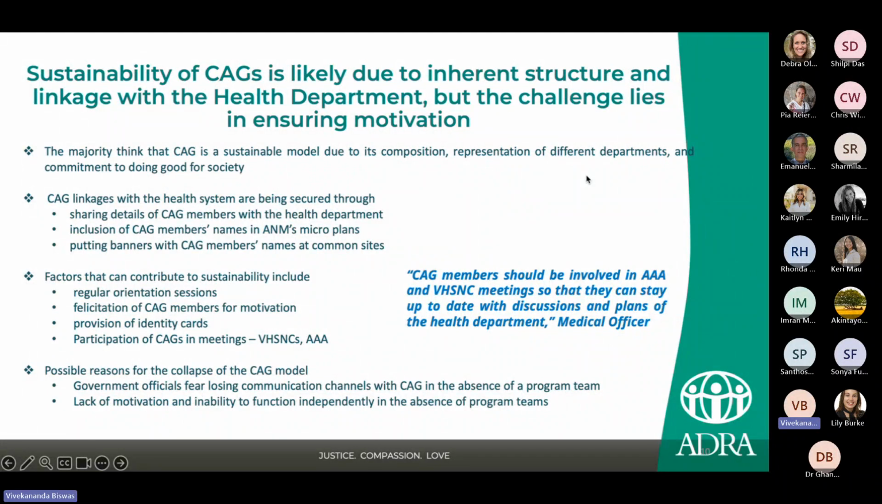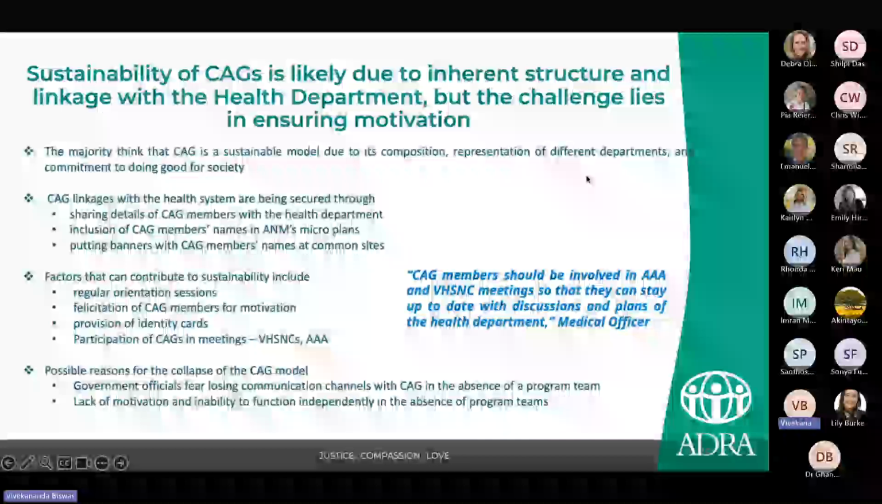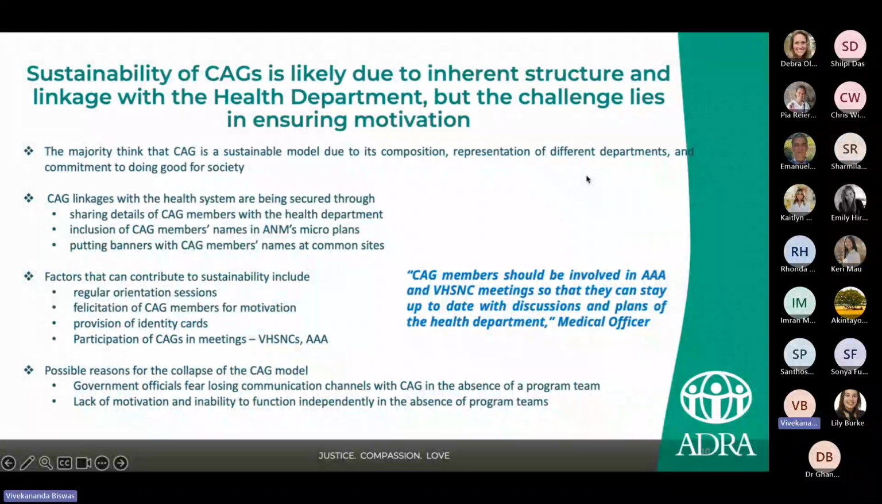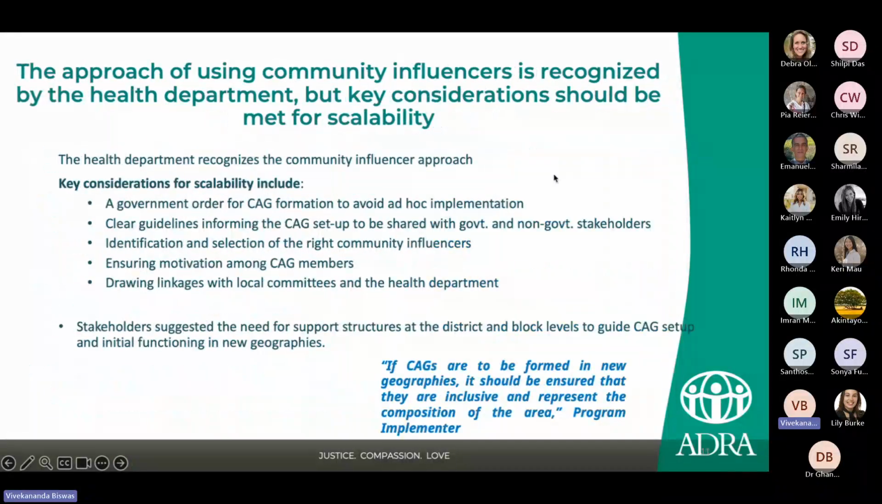And also, as I said, small recognition is a huge motivation for the community action groups. If those kinds of activities on the government side do not take place, then maybe this model could collapse. So now in the next slides, I'll talk a little bit about scalability.